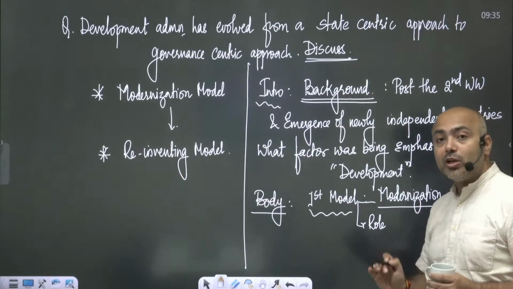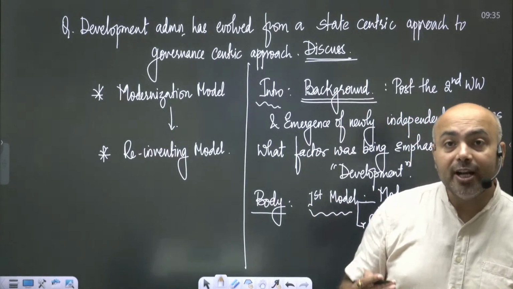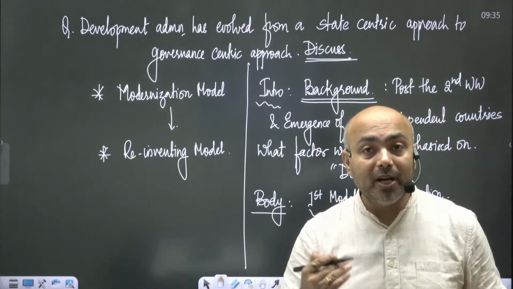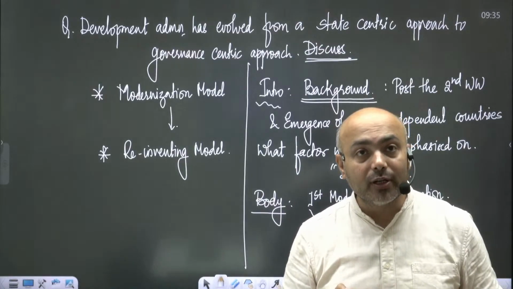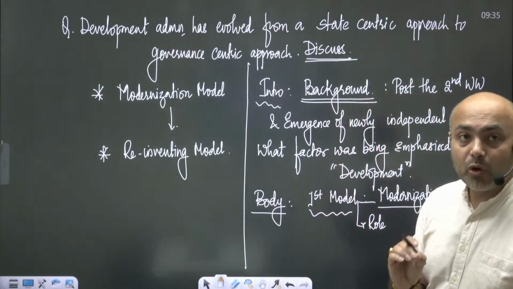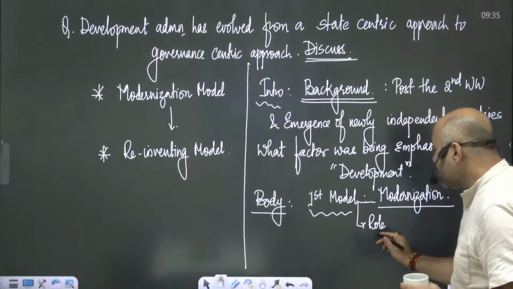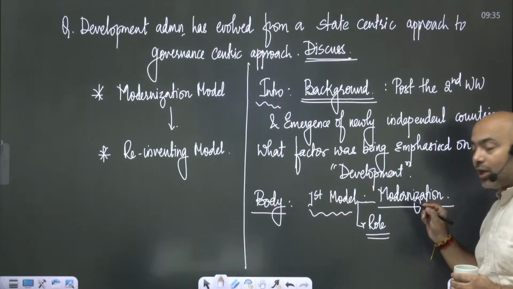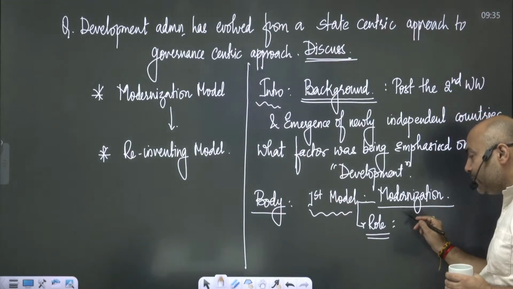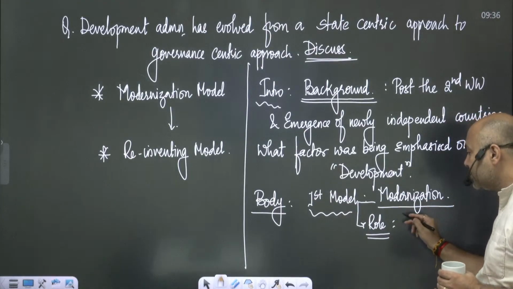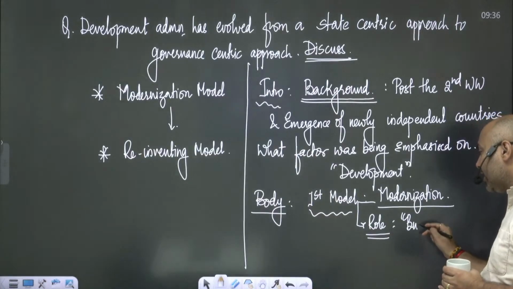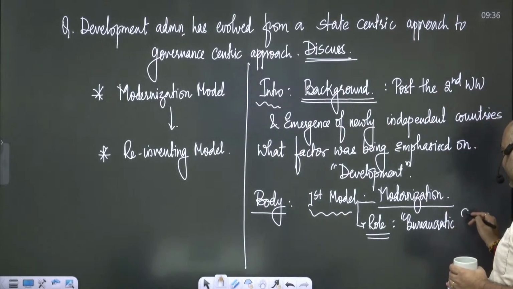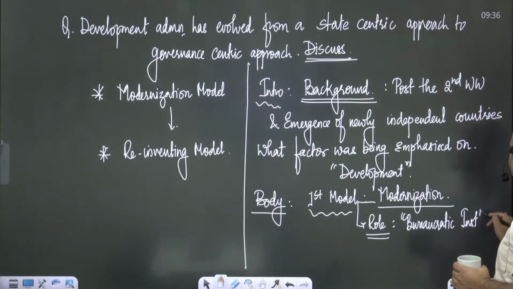And you will have to emphasize that the most important player according to the modernization model was what? Who was the most important player according to the modernization model? The most important role was played by the bureaucratic institutions. That means the state.